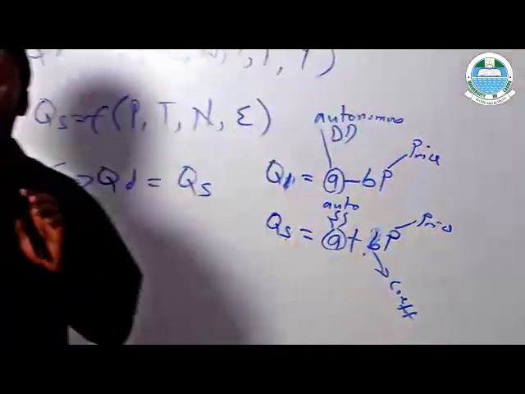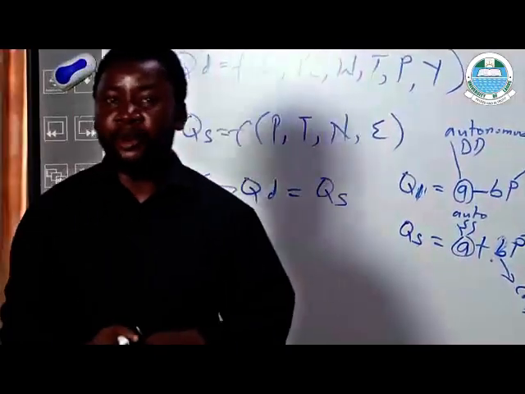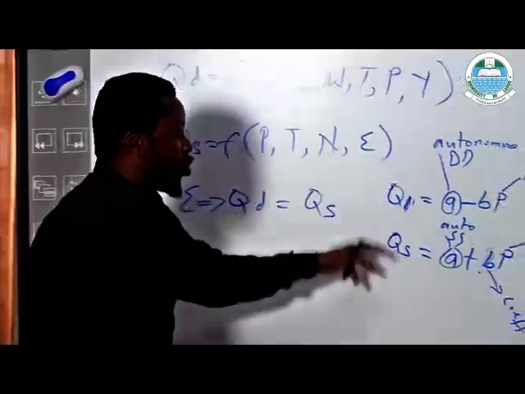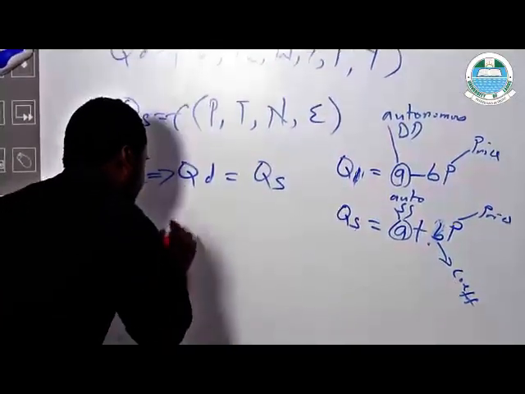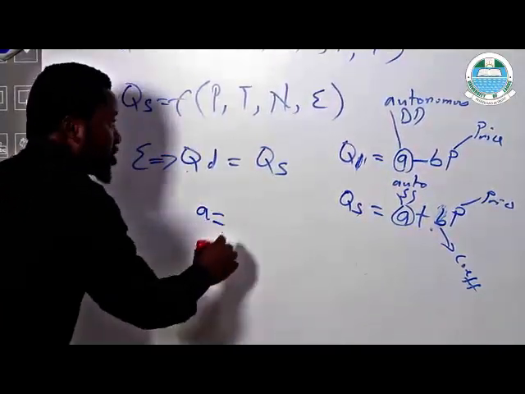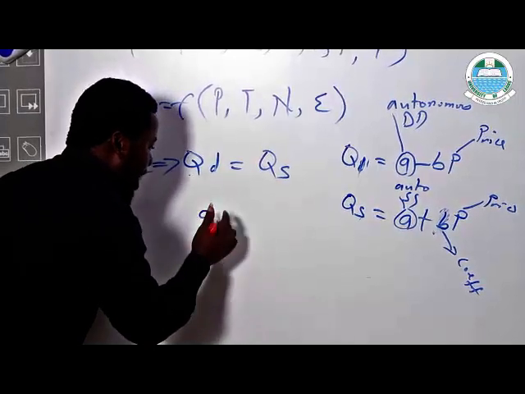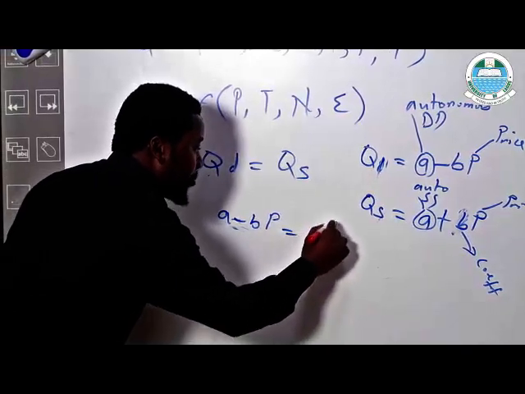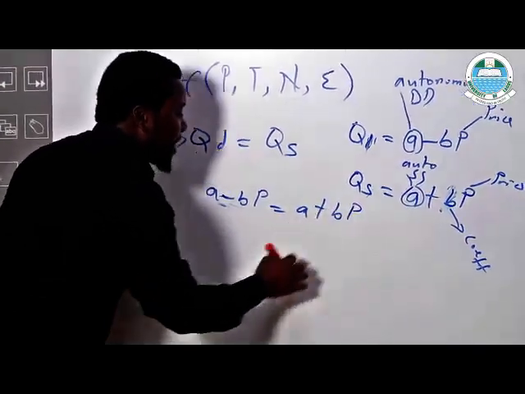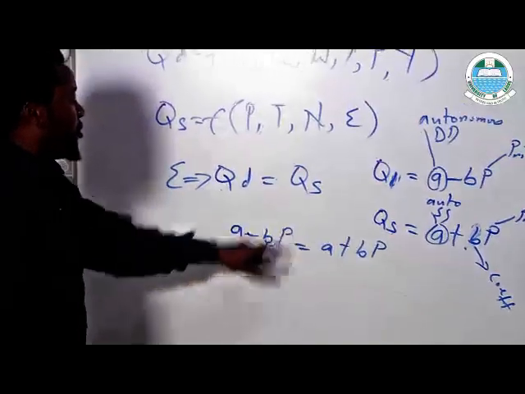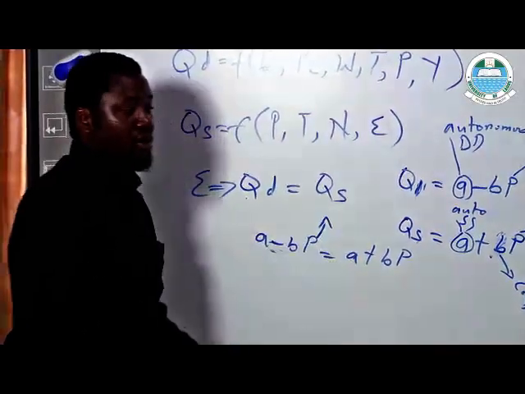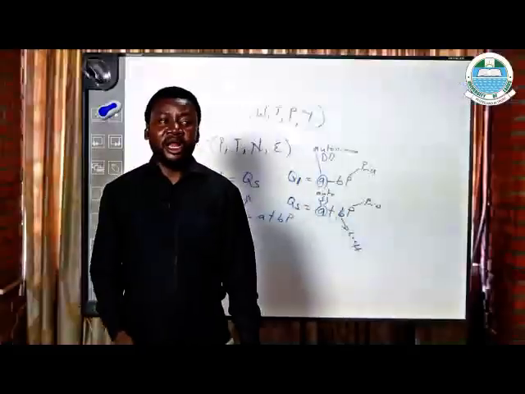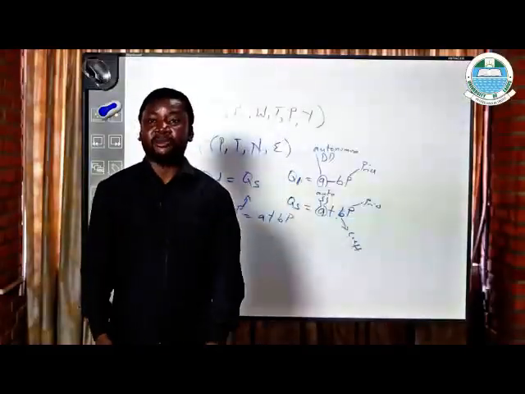And to buttress the concept of equilibrium, we say quantity demanded is equal to quantity supplied. We could equate these two equations. We say for equilibrium, we have A minus BP equals A plus BP. By the time you solve it, you're going to make P the subject of the formula, and you get the equilibrium price. Well, we've come to the end of this lecture.